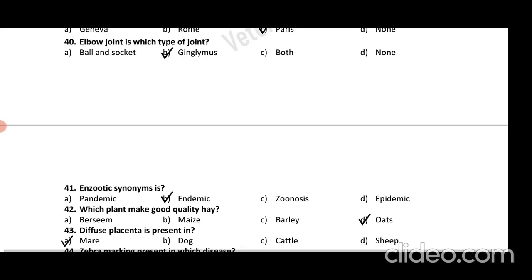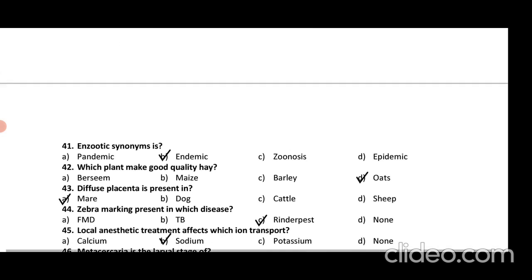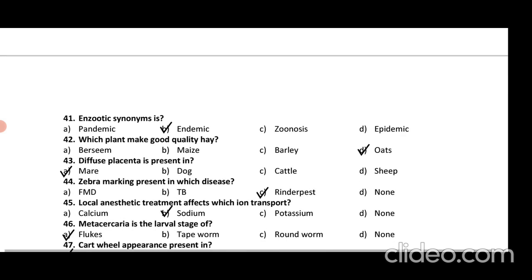Diffuse placenta is in the mare; cattle and ruminants have the cotyledonary placenta. Zebra marking is present in which disease? Rinderpest has the zebra markings as a pathological sign. Local anesthetic treatment affects the sodium ion transport.